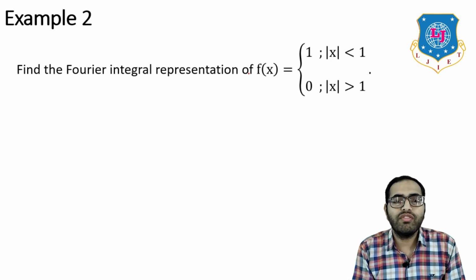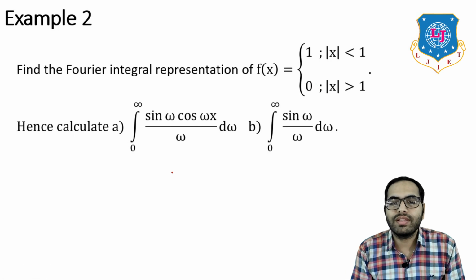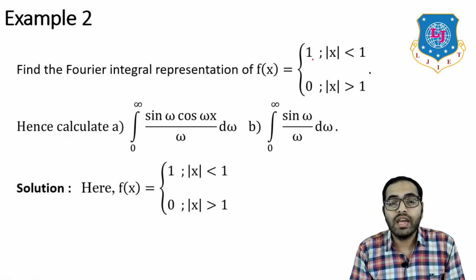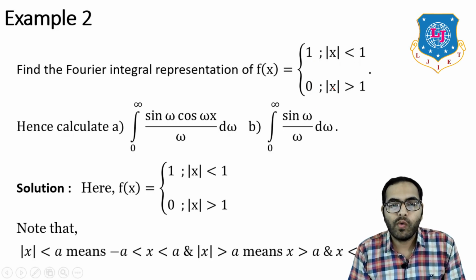Find the Fourier integral representation of the function f of x equal to 1 where mod x less than 1, and 0 where mod x greater than 1. Also deduce, or calculate, the first one: integral 0 to infinite sin omega cos omega x by omega d omega, and another one: integral 0 to infinite sin omega by omega d omega. Firstly, we have the function f of x equal to 1 where mod x less than 1 and 0 where mod x greater than 1.